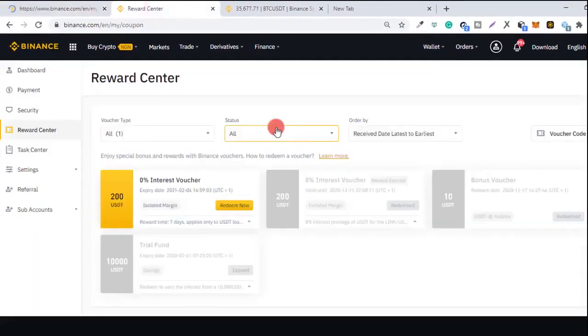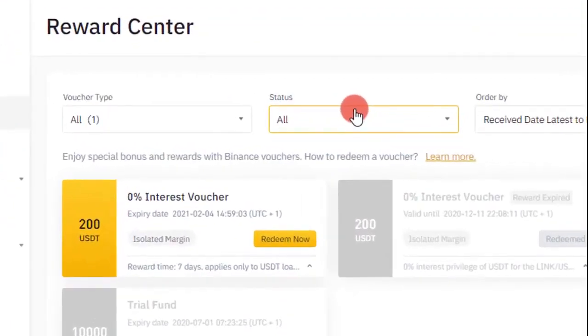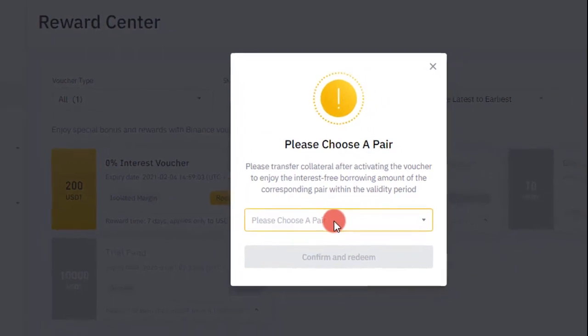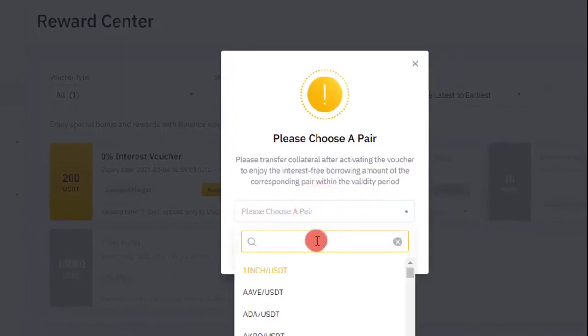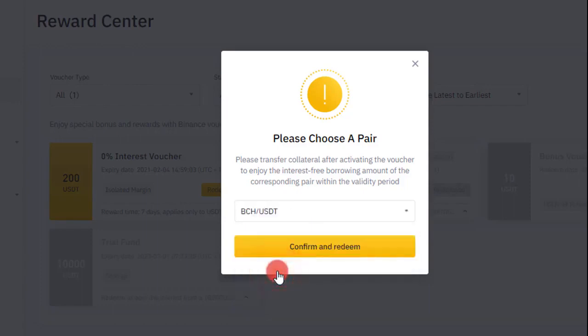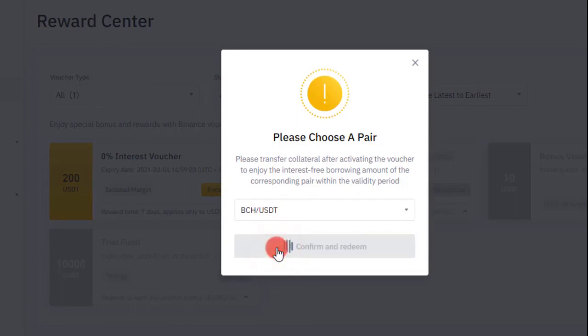Okay, so this is the Reward Center, and I currently have a 200 USDT 0% interest voucher, and I'm going to be redeeming it. So I'll click on redeem. It's asking me to choose a particular trading pair. This 0% interest voucher can only be used on isolated margin trades. So I need to choose a particular trading pair that I want to use it for. For no particular reason, I've been trading Bitcoin Cash lately, so I'm going to be using the BCH USDT trading pair. Okay, so I'm going to click on confirm and redeem.